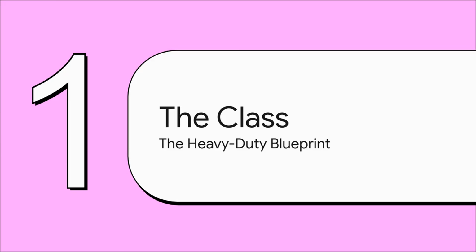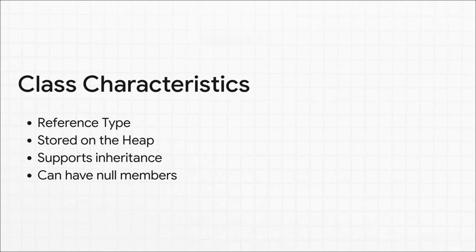Okay, let's start with the first and probably the most common type of blueprint you'll see: the class. I want you to think of a class as the big, detailed, architectural plan for something really substantial, something complex, like a house. So, what makes this blueprint so heavy-duty? Well, first off, a class is a reference type. That's a fancy way of saying when you use it, you're not holding the house itself, you're just holding the address to where the house is.